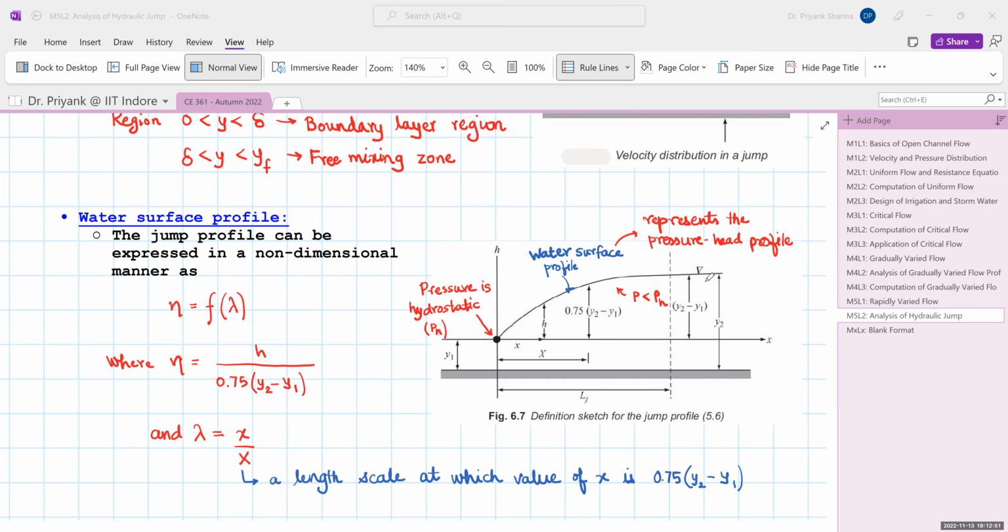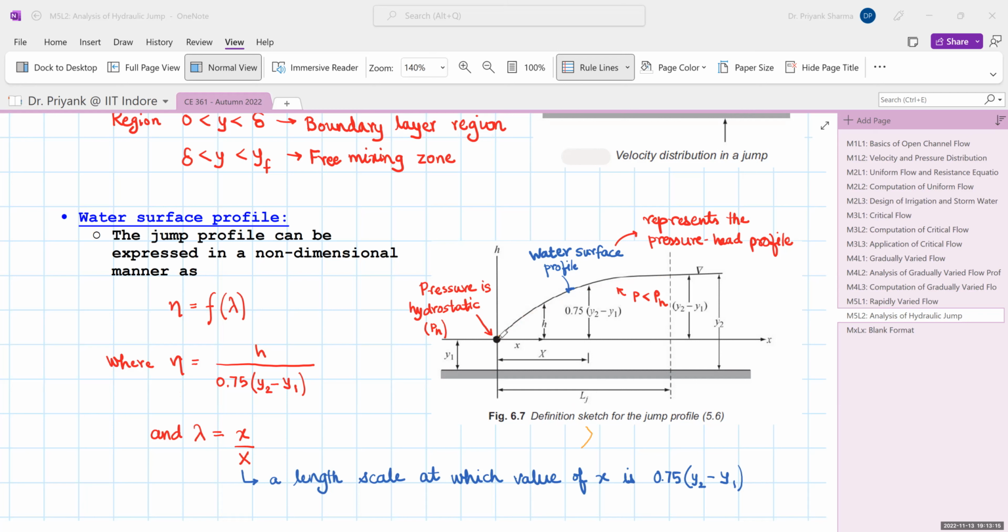So the water surface profile can be idealized by this relationship, where eta is equal to h upon 0.75 (y2 minus y1), where eta is a function of lambda, and lambda is small x by capital X, where capital X is a length scale at which the value of h is 0.75 times (y2 minus y1).